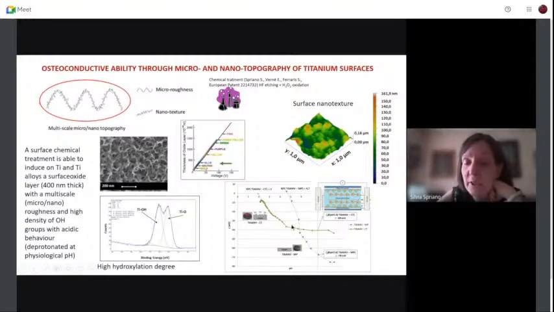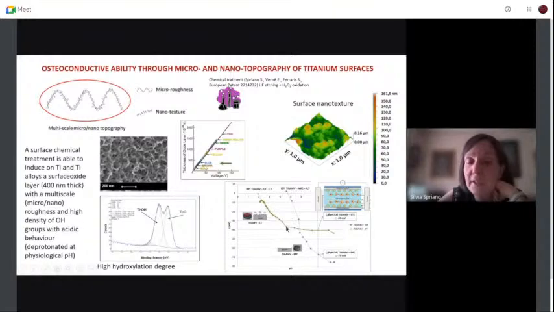And by zeta potential measurements, you can see here that there is a great difference between polished titanium, the curve in gray, and the treated titanium, in green. You can see an evident shift of the isoelectric point. In the case of the treated surface, the isoelectric point is around pH 2, so in the acidic range, because these hydroxyl groups have a very strong acidic behavior. That means that they are easily deprotonated.